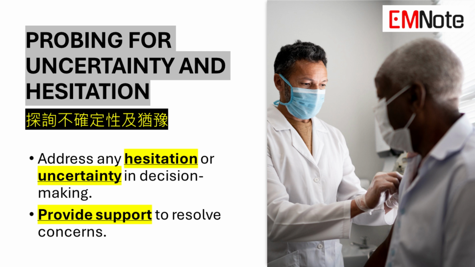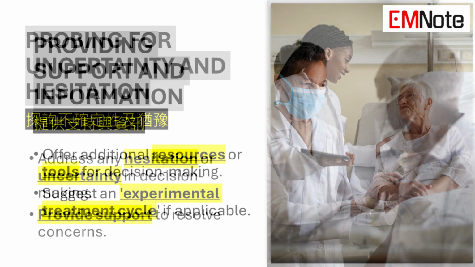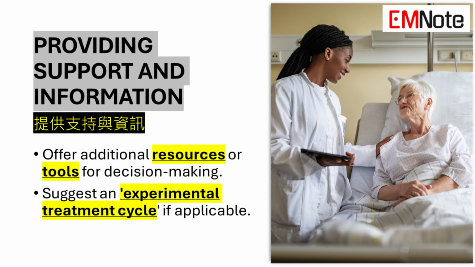Probing for uncertainty and hesitation. Actively explore any uncertainty, hesitation, or difficulties the surrogate or patient may have in making decisions. Providing support and information. Offer knowledge, tools, or additional resources to help in decision-making. If applicable, propose an experimental treatment cycle to allow decisions to be made after a short-term trial of treatment.